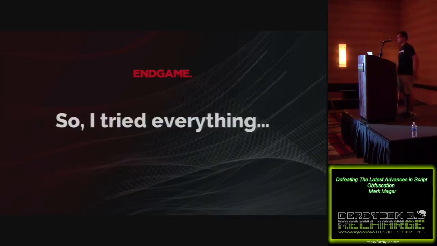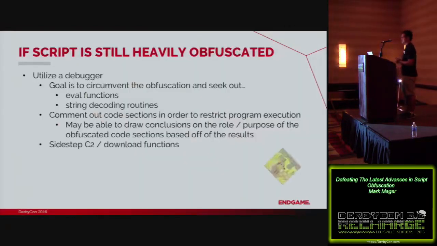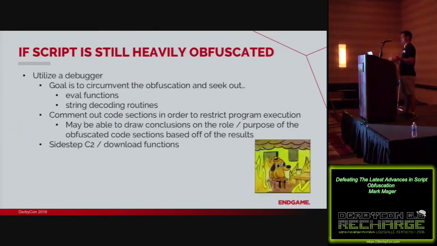Okay, so you tried everything and your script is still obfuscated. You have no idea what else to do. Well, in this case, you'll want to utilize a debugger and start doing some more dynamic analysis. Our goal in this case is to circumvent the obfuscation and seek out any sort of silver bullets in the form of eval functions or string decoding routines. Going back to the resolve what you can first approach, you might also want to start out by commenting out code sections in order to help restrict the program execution. Sidestepping C2 and download functions may also be necessary, so those might need to be commented out as well, and definitely leverage the debugger where you can.